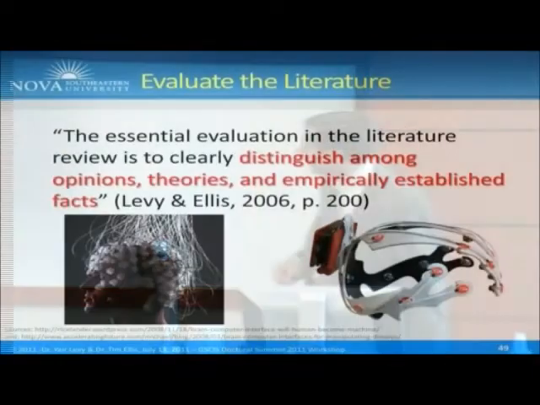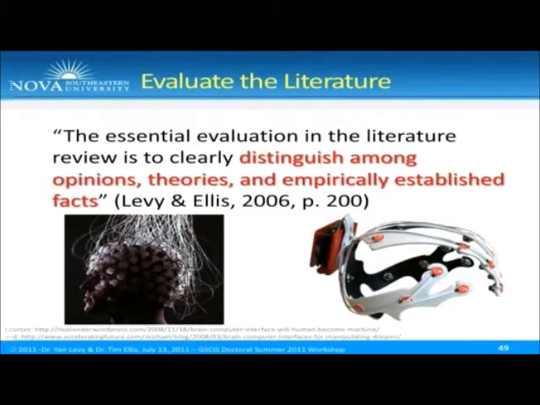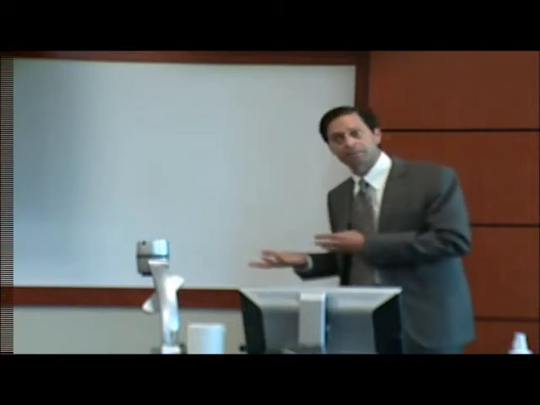And of course, evaluate. And so the idea is to evaluate the literature. The essential evaluation in the literature review is to clearly distinguish, and this is a typical thing we discussed yesterday, between opinions, theories, and empirically established facts. These are crucial things that you got to understand, and as you write, you need to be very precise. Because when you write, you got to be precise in saying, is this an opinion, or is this according to so-and-so? They believe, that means that it's an opinion, right? Or according to so-and-so, based on a study conducted using 50 companies, you can see where the empirical area comes, or based on theories, right?